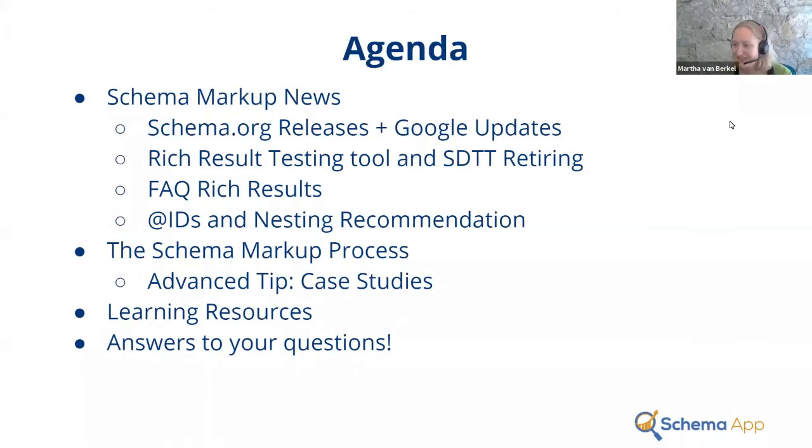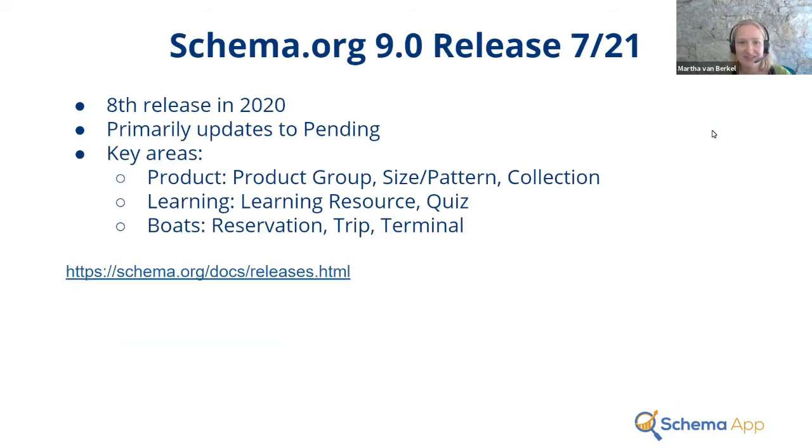Awesome. So let's jump into today's agenda. We are going to cover some schema markup news, and boy, has there been a lot going on. I'm pretty excited about talking about what we're seeing around the FAQ rich results, but we'll also dig into ad IDs, nesting. Then we'll talk a little bit more about the schema markup process with the intent of actually showing you some advanced tips. Today we're going to talk specifically about schema markup for case studies. We're going to share some resources, and then our goal is to wrap up our content so we can get to all of your questions.